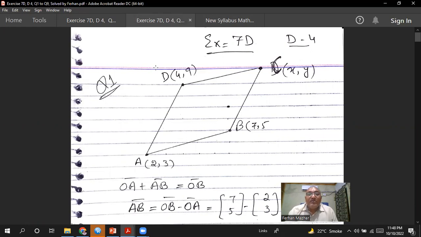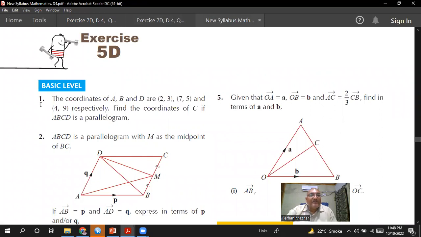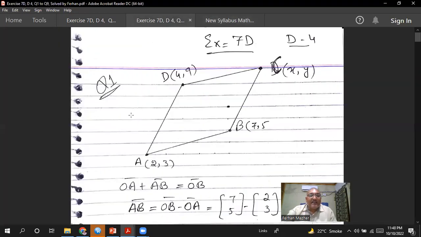Because they gave you the name of the diagram, the parallelogram ABCD, that name is very important. They said A, B, C, D, which means A is joined with B, B is joined with C, C is joined with D. And C is the point whose coordinates we don't know, so we want to find them.